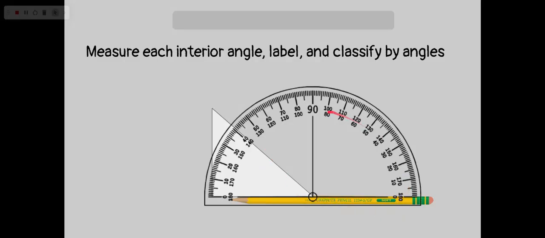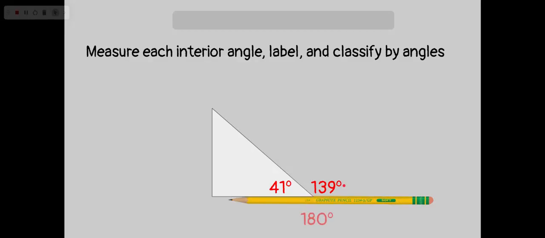It's obtuse, so I'm going to use the outer numbers in this case. I'm going to use the inner numbers in this case. I want the bigger number. So it's 139 degrees. Remember, I already did this one as an example. It was 41 degrees. So one thing you should notice is that these two angles that are right next to each other that form the straight line, they add up to 180 degrees.